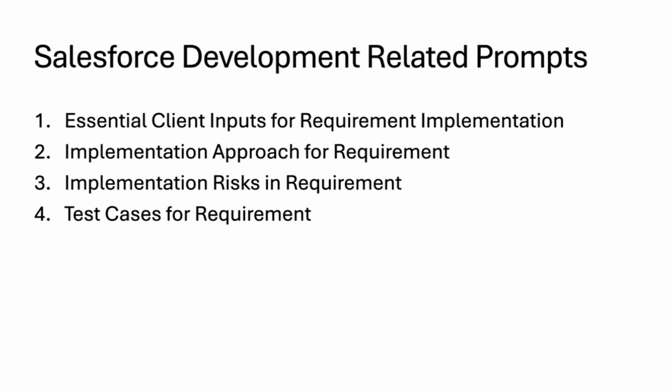Now we are going to see these four prompts. I have already written the prompts and we are going to test them with a requirement. First is essential client inputs for requirement implementation: once we get the requirement from the client, what are the questions that we need to ask? For that purpose, we will use the first prompt. The second is writing the implementation approach for the requirement. The third is finding the implementation risks that can come up in the requirement. And the fourth is test cases for the requirement. For all these four, we are going to try them out and see how the prompt gives the result.